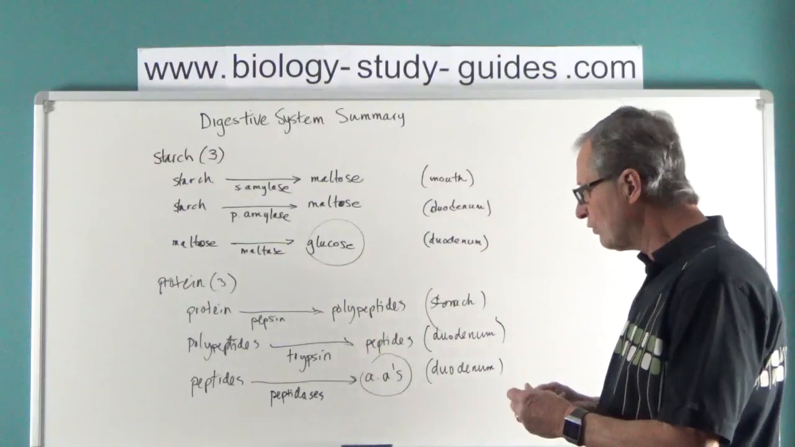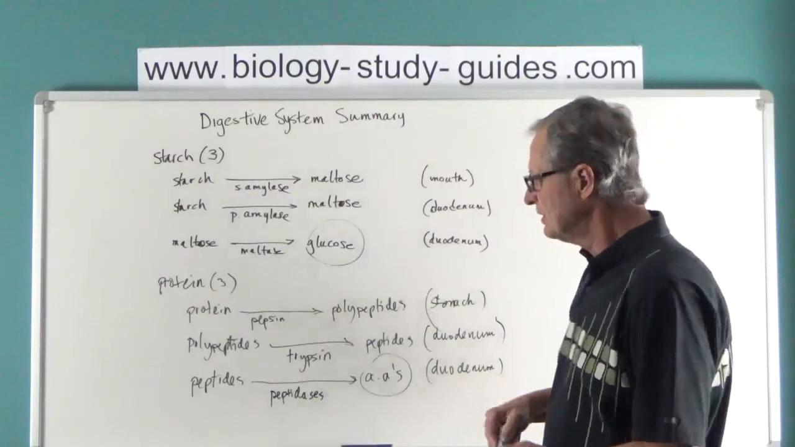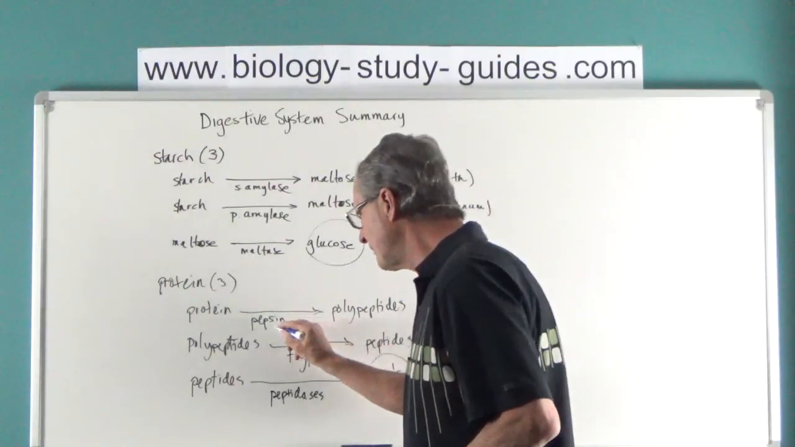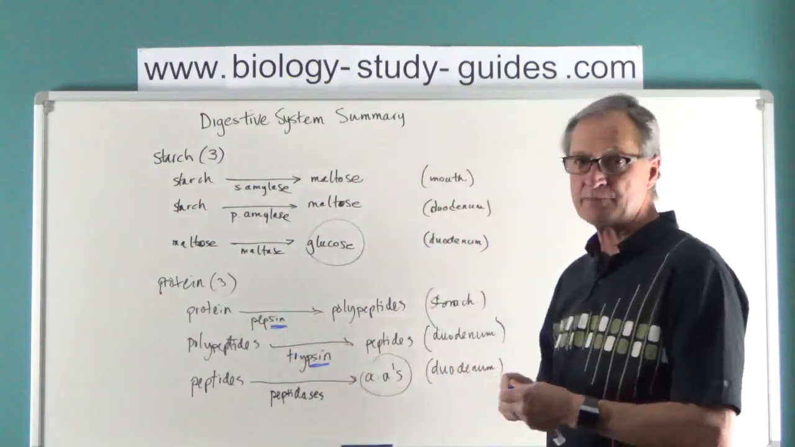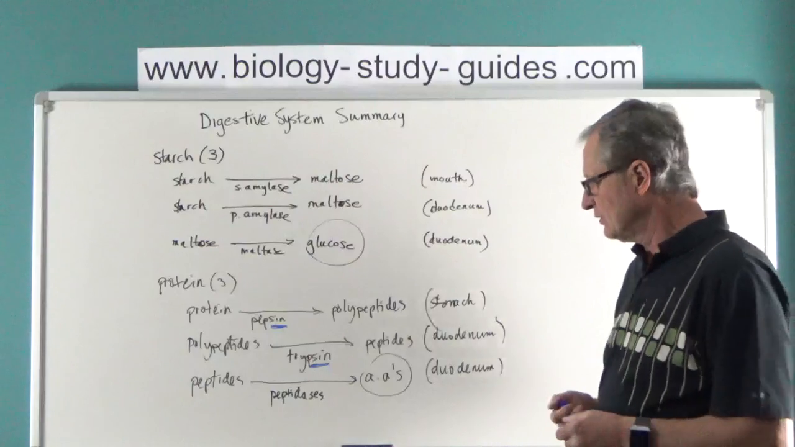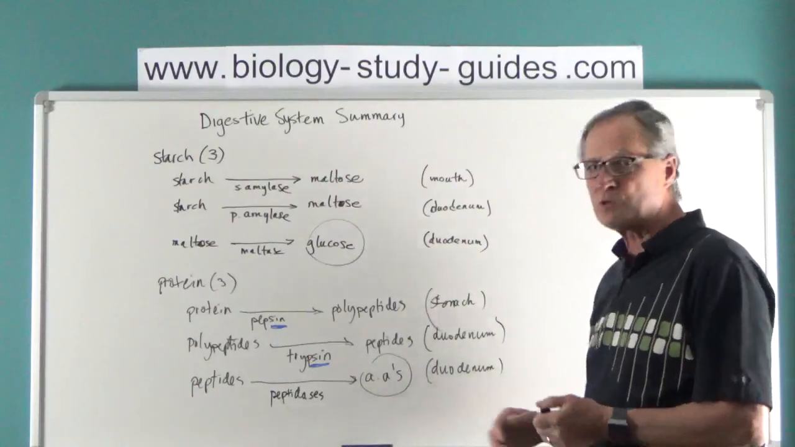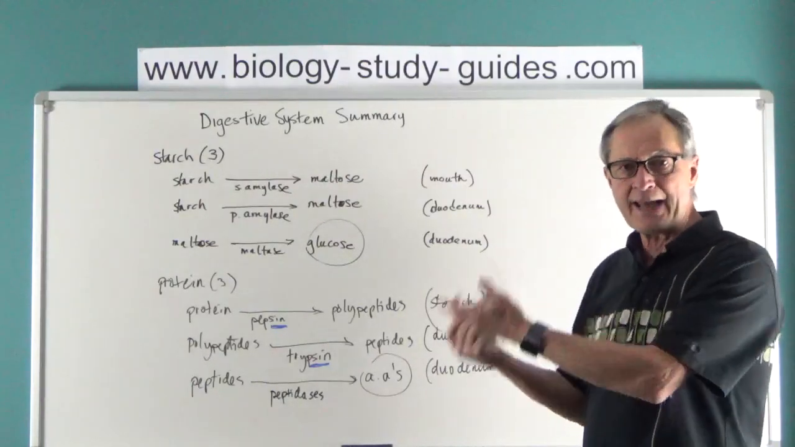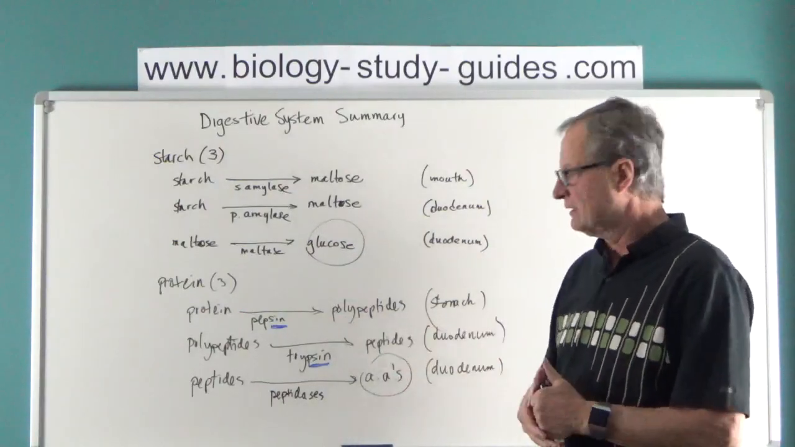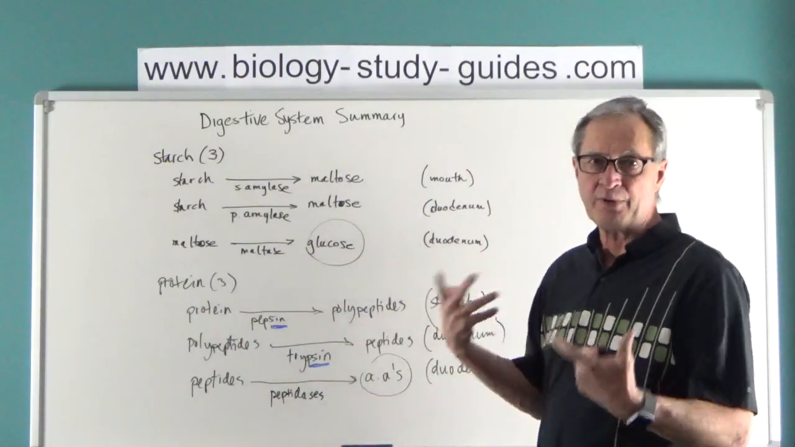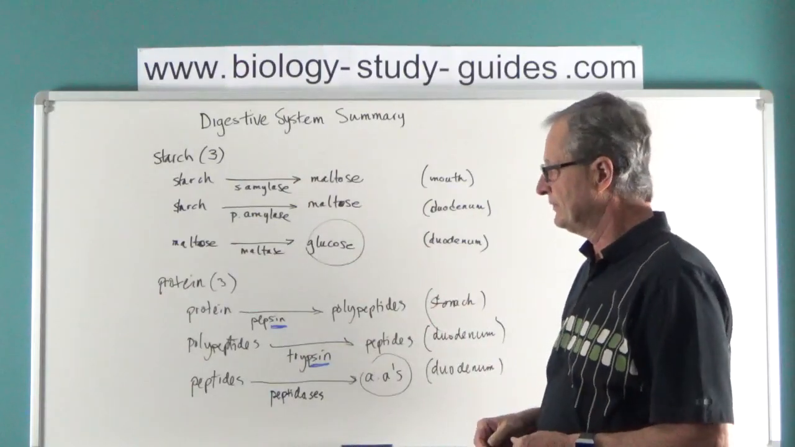Just want to point out one more thing that we mentioned in the other video. Pepsin, trypsin, those are enzymes, although they don't end in ASE. Those are what we call zymogen enzymes. They're produced in inactive forms and activated by a chemical step when they get to their destination.